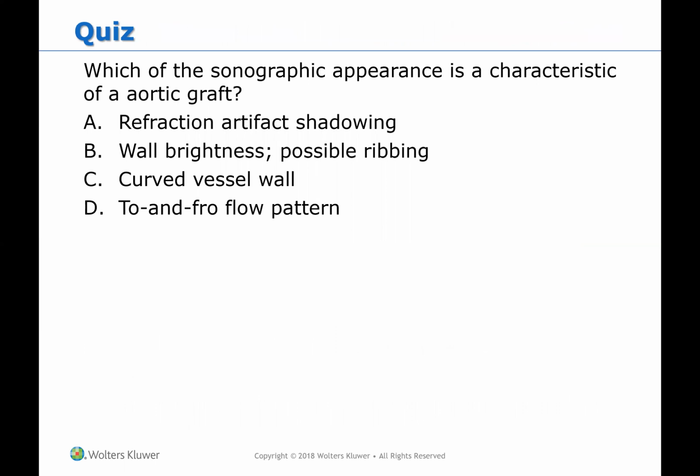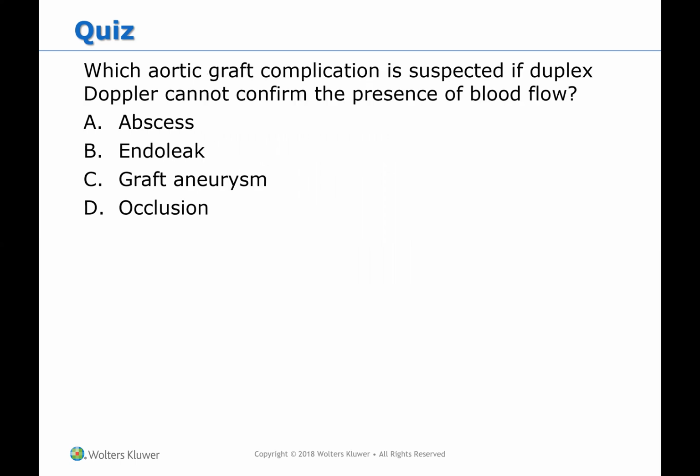Which of the sonographic appearances are characteristics of an aortic graft? A, refraction artifact with shadowing. B, wall brightness, possible ribbing. C, curved vessel wall. Or D, a to and fro pattern. If you said B, you're correct. You're going to see wall brightness and then possible ribbing, which is those little dots around the aorta aneurysm.